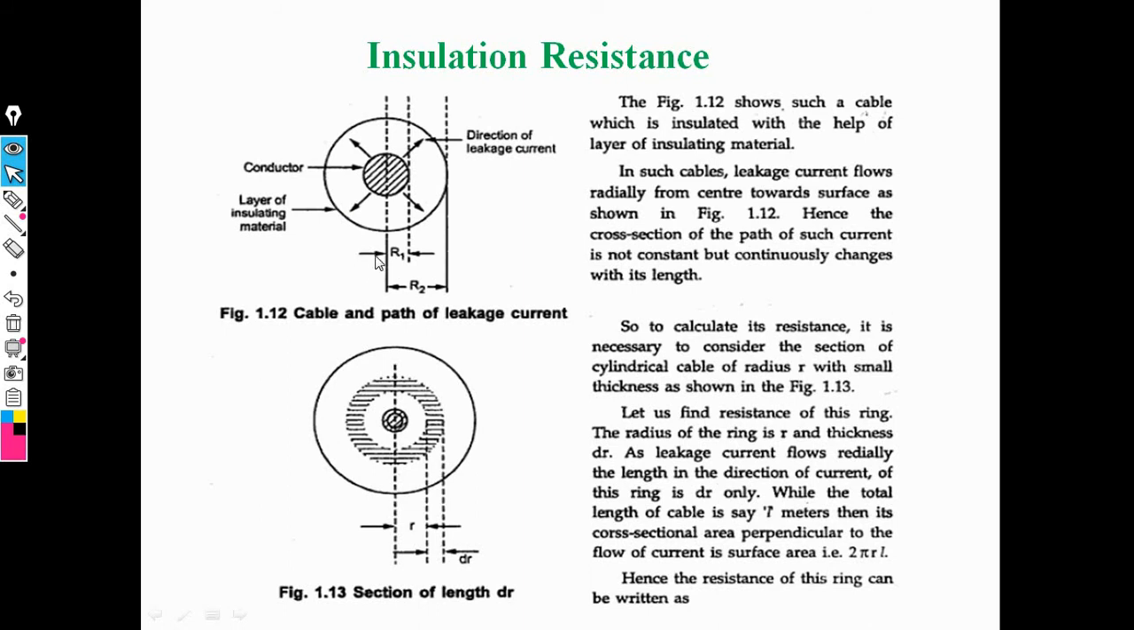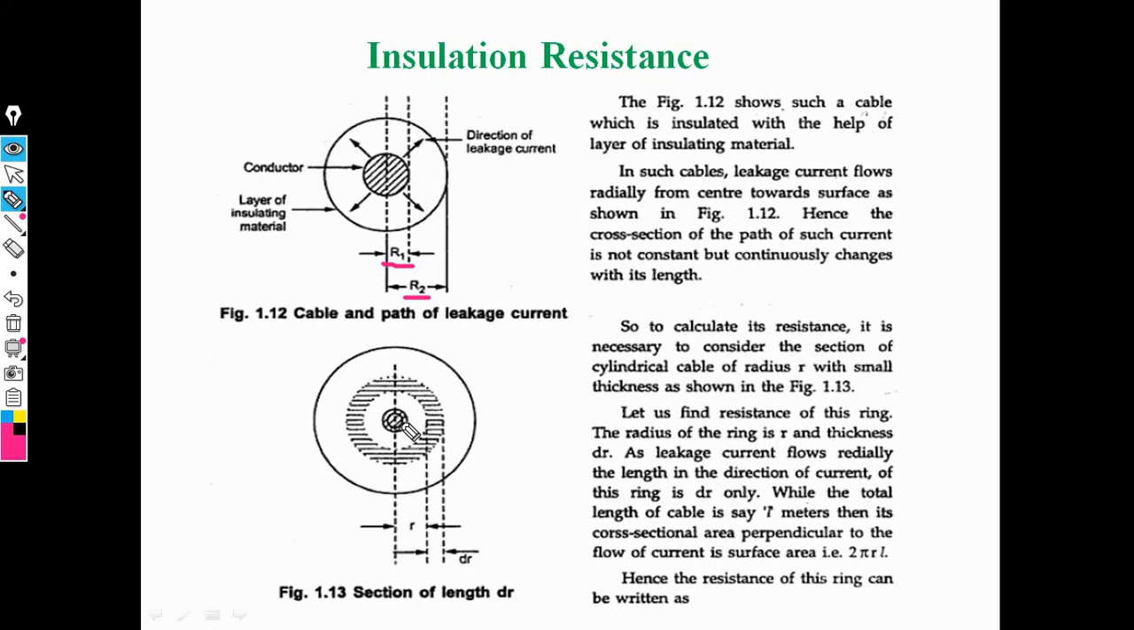Here there are two resistances, R1 and R2. This is the cross-sectional view of the cable. The cable consists of a conductor, insulating material, and the direction of leakage current. This is the cross-sectional view of the insulating resistor, where L is the length.